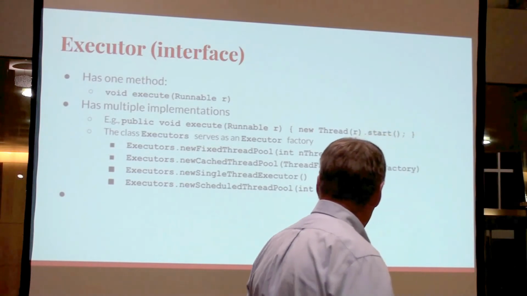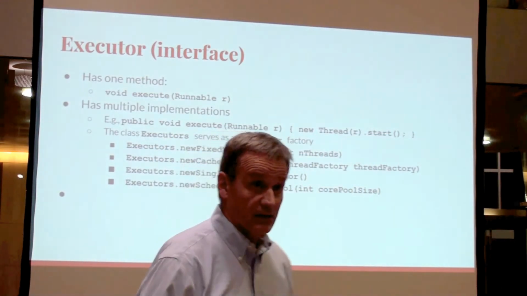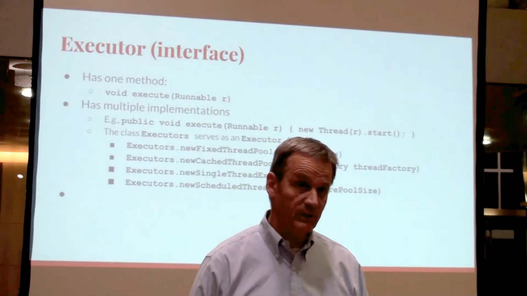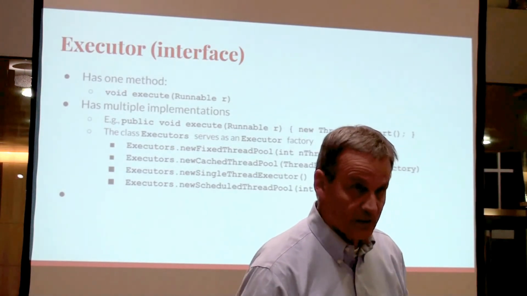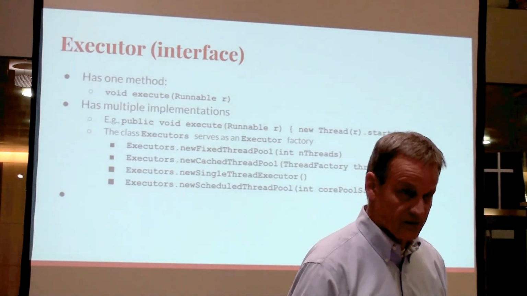There's a bunch of factory methods. Fixed pool, cached thread pool. If you need an extra worker thread, it will create one, but then it puts it into the pool and you have it there for later use. Single thread executor, if you want just a single thread, it's like a fixed thread pool of size 1.